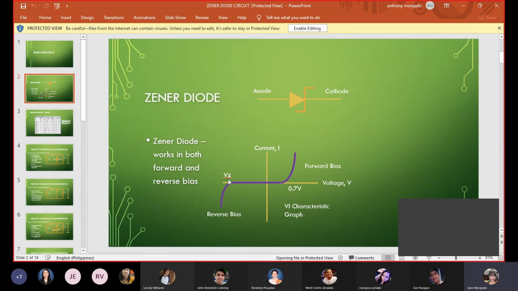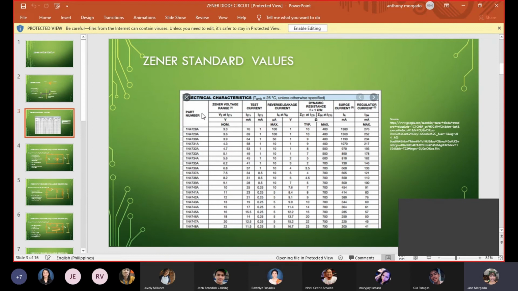When it is in reverse bias, there will be a reversal in voltage such that your cathode becomes positive and the anode becomes negative. And these are the usual values of Zener voltage, just as an example. Let's say you have 3.3 volts here. You will be given 1N4728A up until 22 volts. In this sample, we have 22 volts, but there are Zener diodes with higher voltage ratings. These are just an example.